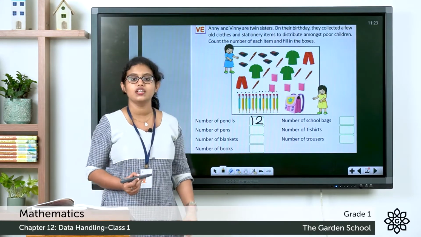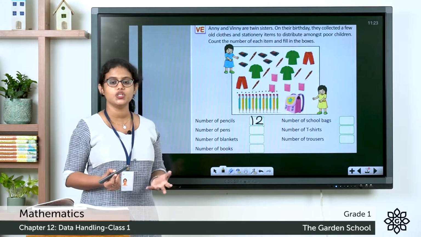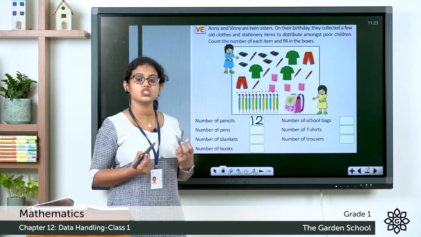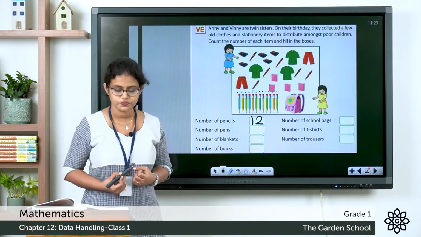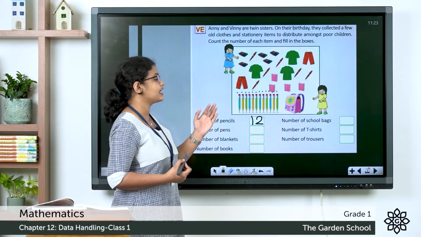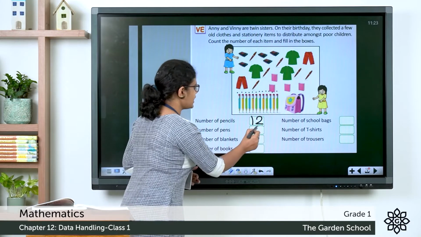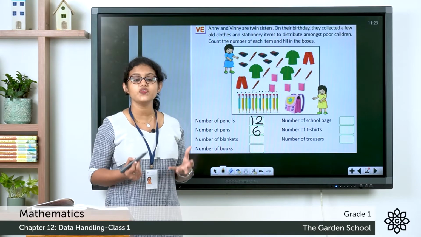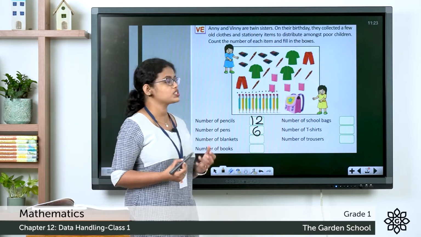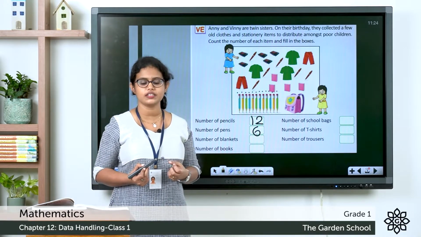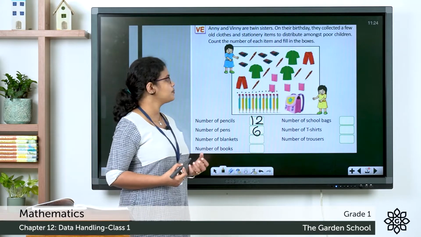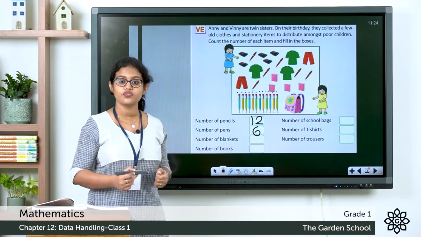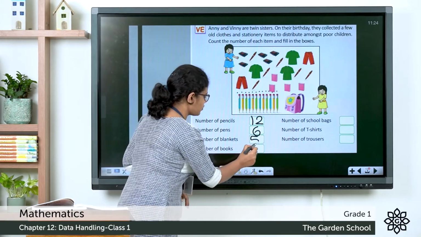See the next one, number of pens. What do you need to do? You need to count the number of pens. Just count and see how many are there. There are 6. Here you can write 6. What is given next? Number of blankets. Just count and see how many blankets are there. 1, 2, 3, 4, 5. So there are 5. You can write it here, 5.